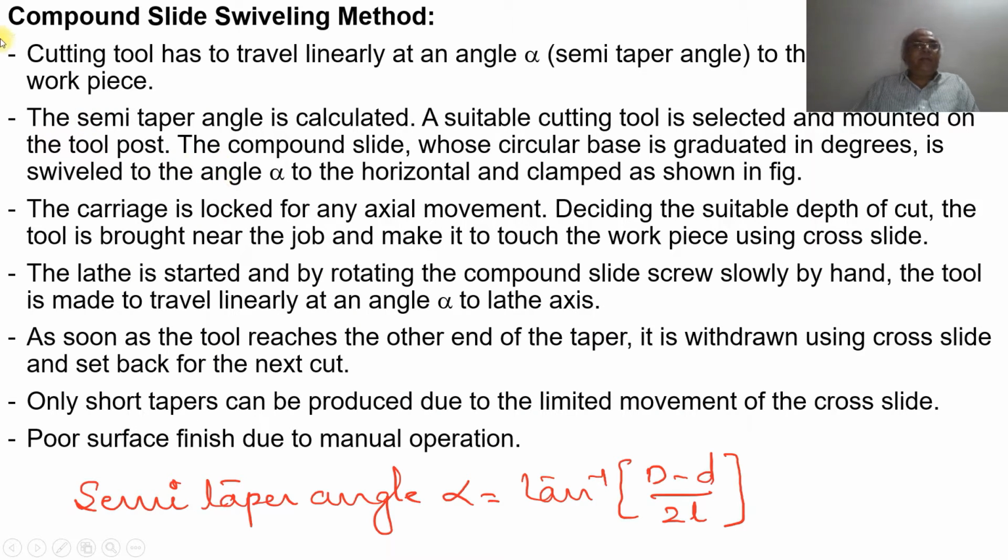Next, we will take up the compound slide swiveling method. Here the cutting tool has to travel linearly at an angle alpha, which is the semi-taper angle, to the axis of the workpiece. So alpha is equal to tan inverse of (D minus d) by 2L. The semi-taper angle is calculated using this formula. Then a suitable cutting tool is selected and mounted on the tool post, and the compound slide, whose circular base is graduated in degrees, is swiveled to the angle alpha to the horizontal and clamped as shown in the figure.